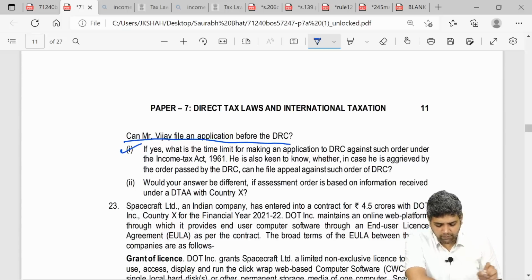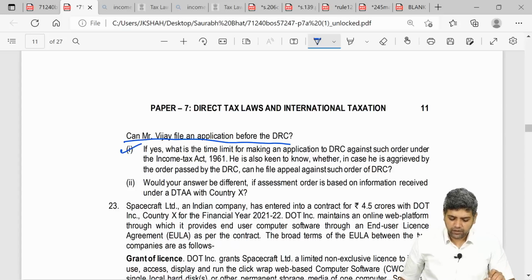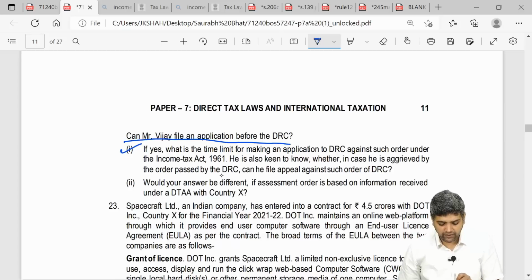If yes, what is the time limit for making application? He is also keen to know whether in case he is aggrieved by the order passed by DRC, can he file an appeal against such order? Would your answer be different if the assessment order is based on information received under DTAA with country X?